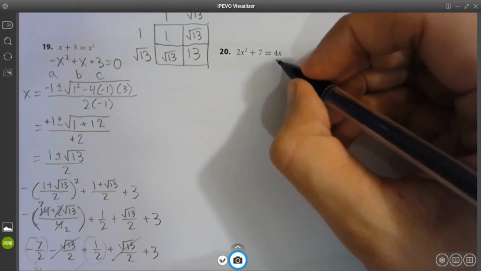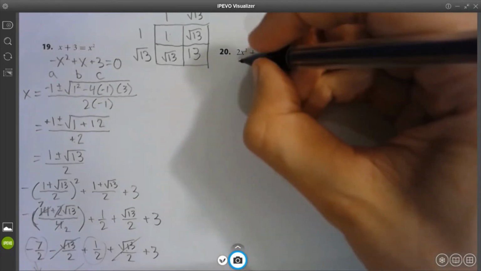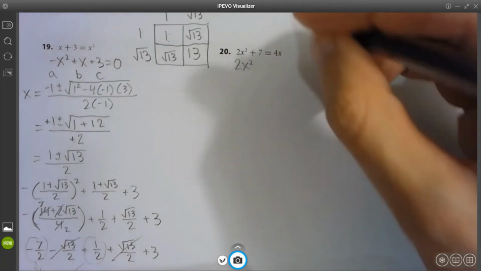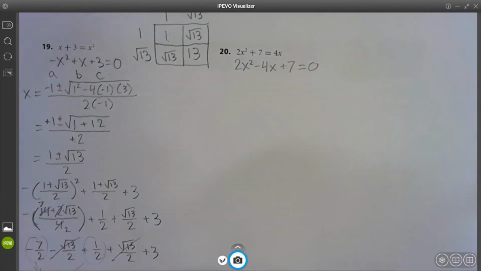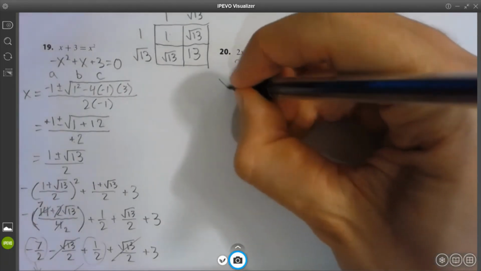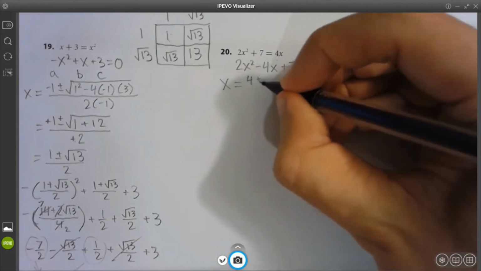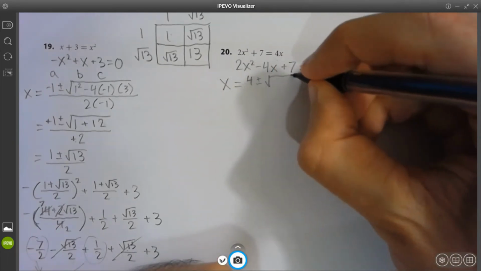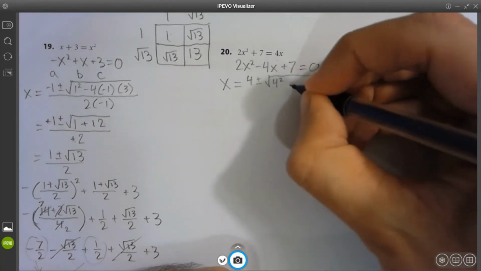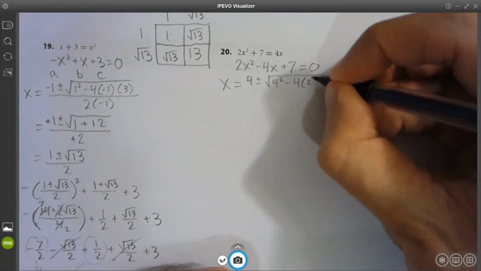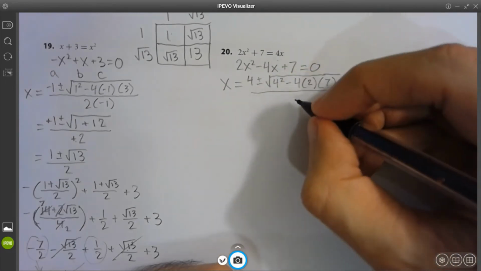Second step, now that you've all already tried it, subtract 4x from both sides. We're going to move it to the other side of the equation. We get 2x squared minus 4x plus 7 equals 0. Set up for the quadratic formula. Let's plug in x equals 4. Here's b, plus or minus square root of b squared minus 4ac, all over 2a.